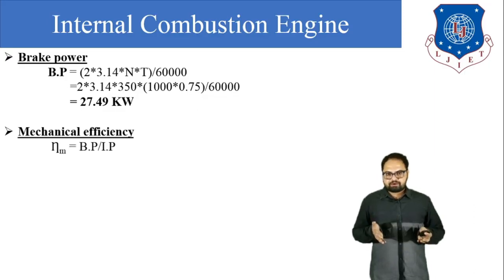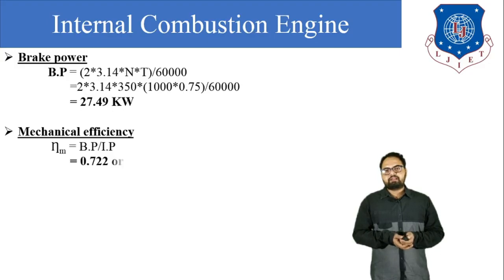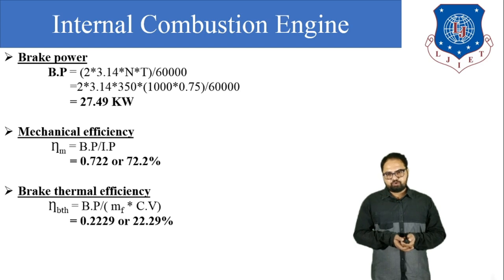Now we have brake power as well as indicated power, so we can easily get the value of mechanical efficiency. Eta mech is equal to brake power divided by indicated power. By putting the values, we get mechanical efficiency as 0.722, and if we multiply it by 100, we get the efficiency in percentage, that is 72.2%.